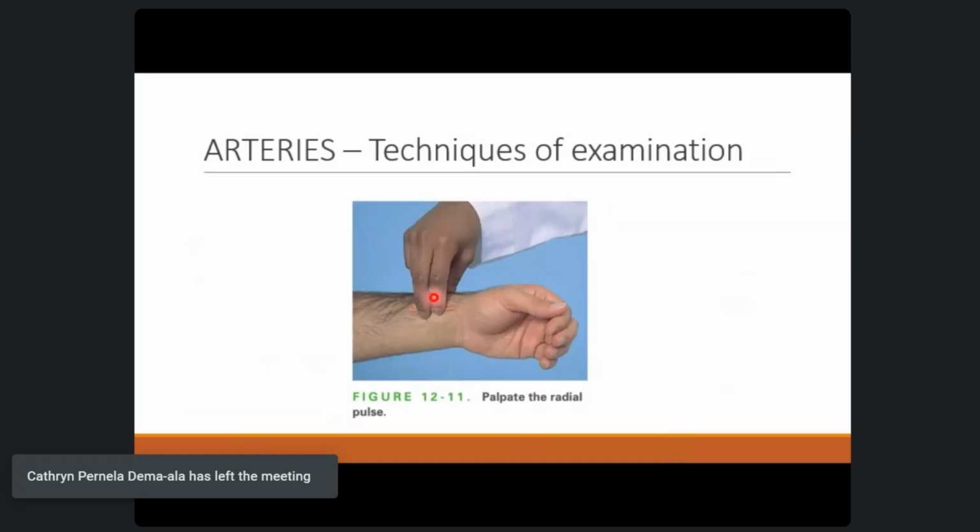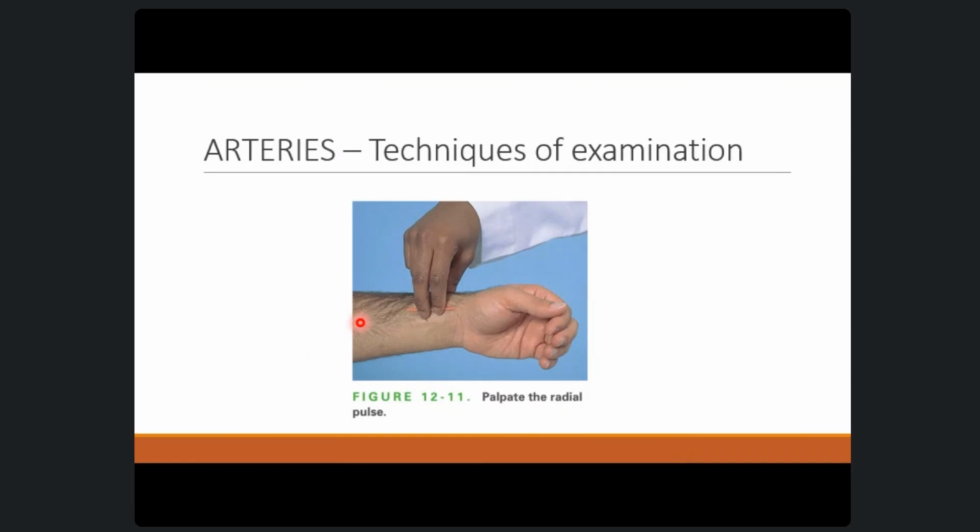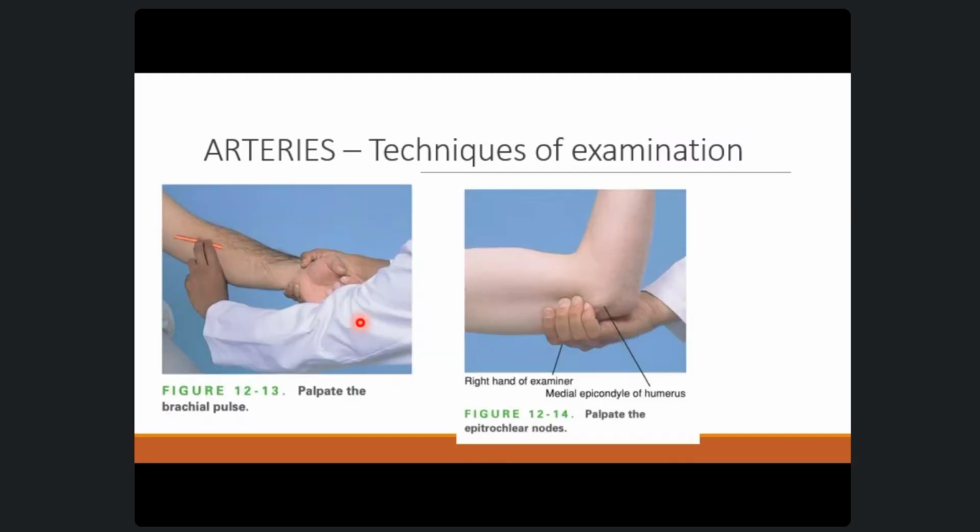So we check for this, this is the radial artery. As a technique here, di ba radial is outside, sa may thumb. So you can ask them to slightly flex the wrist to feel for the pulse. Okay? Check using your finger pads only on the flexor surface of the lateral wrist.